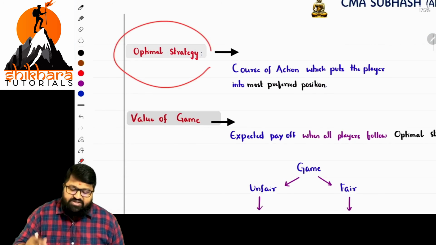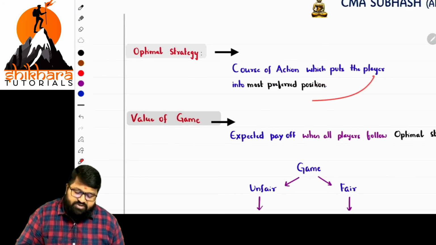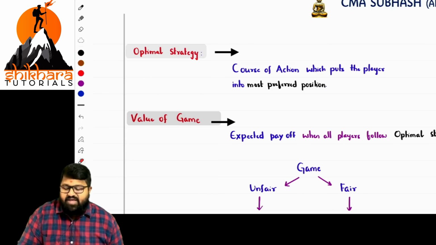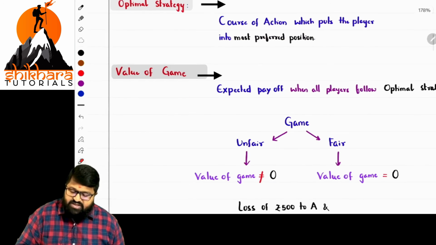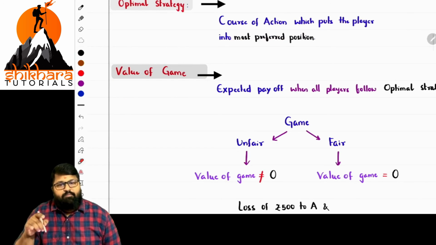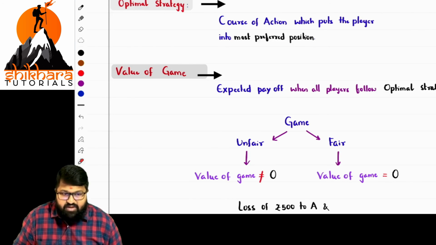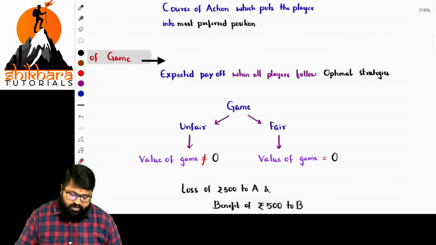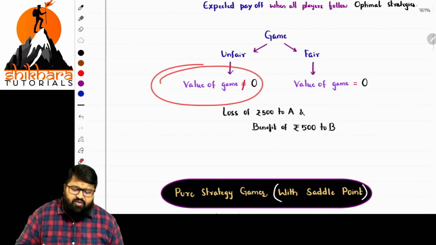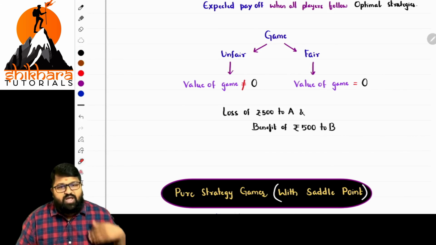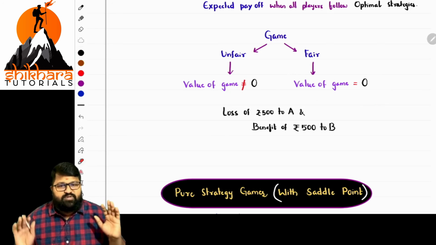Next, what about optimal strategy? What is the course of action which puts the player into the most preferred position? Even in the case of economic order quantity, it is the most optimal ordering quantity. In the same way, the optimal strategy will always keep you in a more preferred position. And what is the value of the game? That is the net. By implementing a strategy, what are you gaining? That is the value of the game. Am I clear, ma? If it is clear, we shall go to the next point. Okay. So now the value of the game will never be equal to 0. Then it is unfair. If the value of the game is equal to 0, what the other guy gains, you lose. That's the point. Okay.